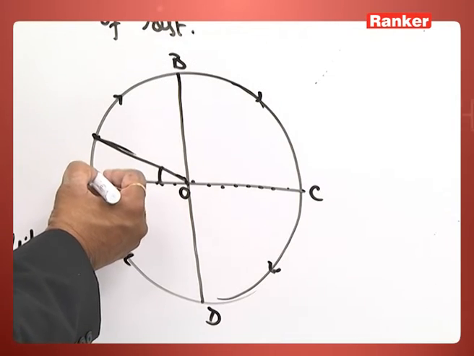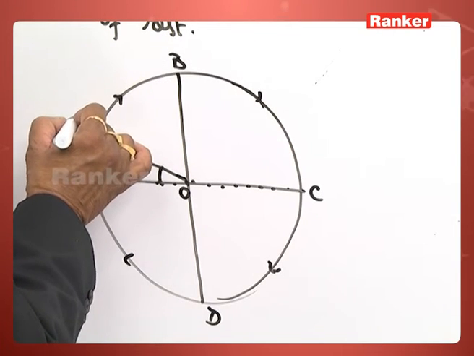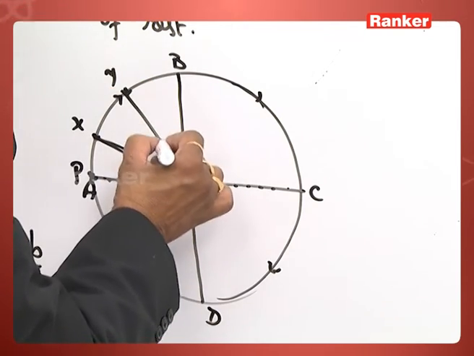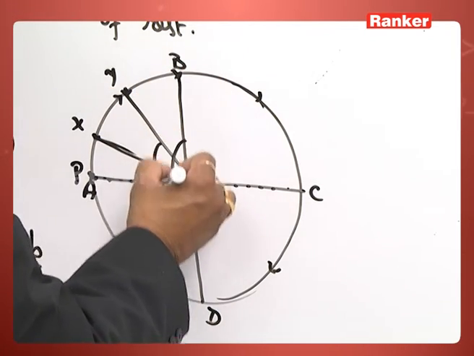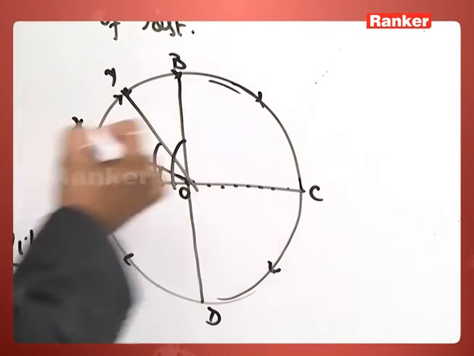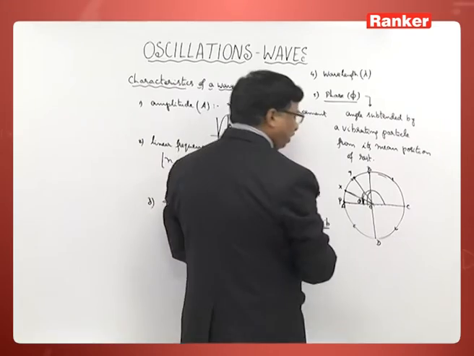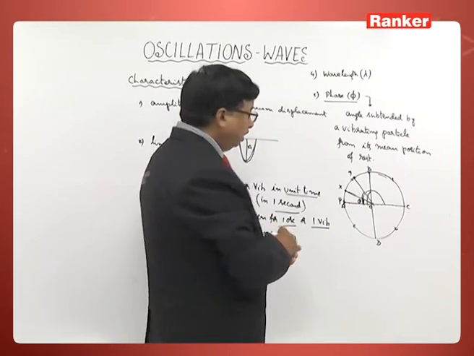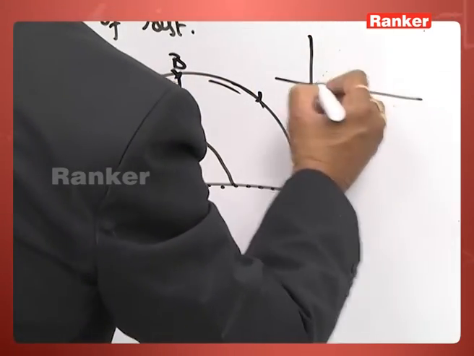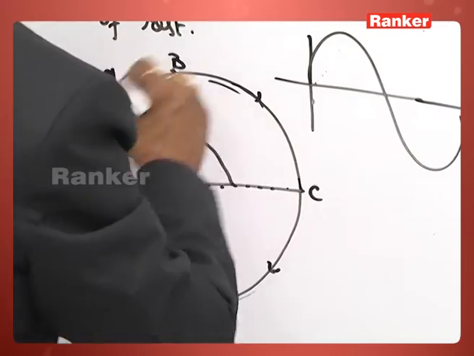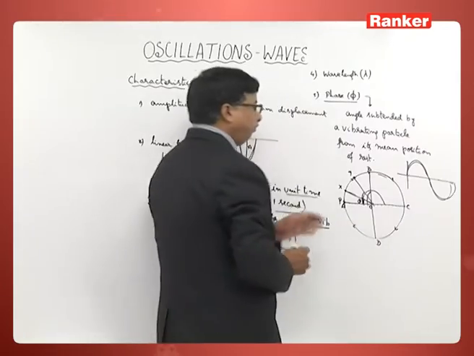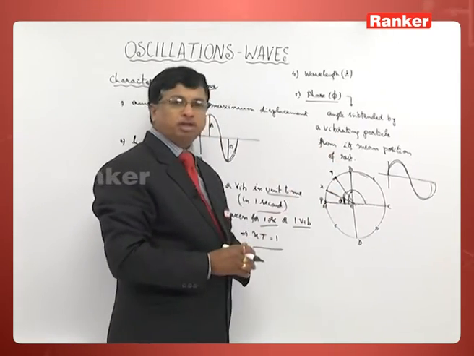So, in this case, when the particle is at this point x, this is a phase. When it is at y, this will be the phase. When it is at this point b, this will be the phase. When we consider the upper half semicircle, the total phase angle will be pi radian, 180 degrees. The lower half once again is 180 degrees. If you imagine this circle to be a wave, the upper half refers to the crest and the lower half refers to the trough, and the total phase in that particular wave is going to be 2 pi radian.